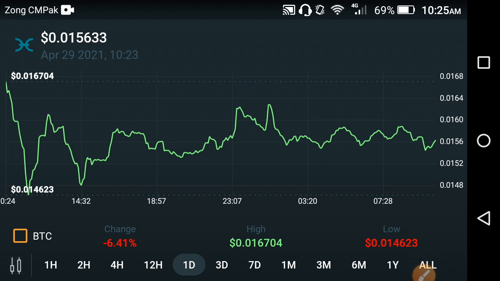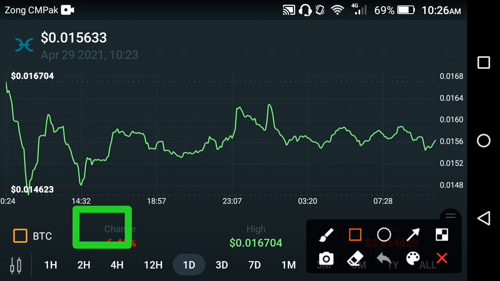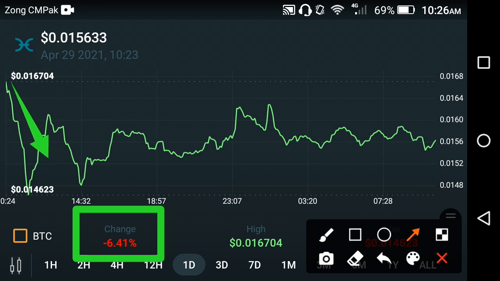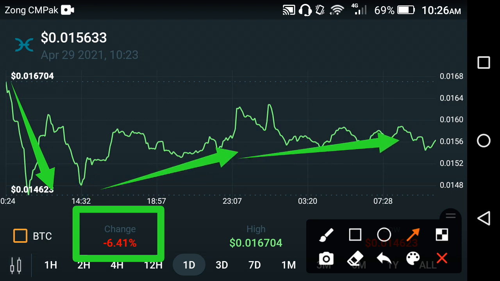As we can see here, this is the last 1 day price prediction chart of the Holochain coin. If we talk about the price change, a negative 6.41% change occurred in the last 1 day. My god, at this time all the falls occurred, friends. As you can see, a very bad fall occurred at this point, friends. And now if you look at the last hour, at this time there is a jump in Holochain coin. As you can see here, the whole fall occurred at this point, friends.